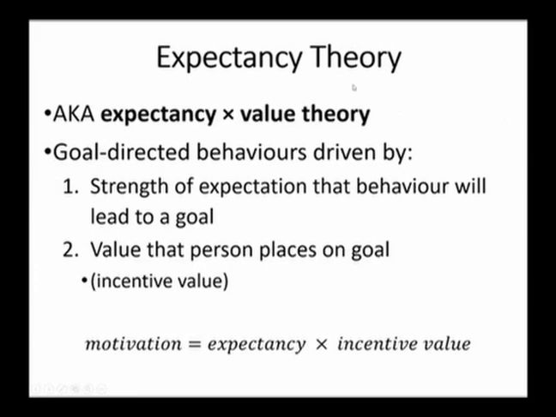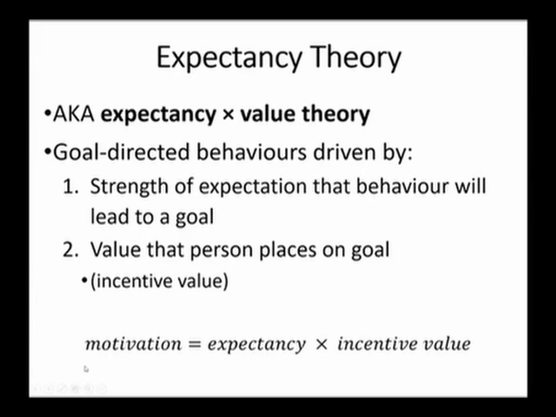And so when we talk about an expectancy theory, of course, there are always different names that can be applied, but the most common one other than expectancy theory is expectancy by value theory. And that's because our expectations are going to have multiple facets to them. So our goal-directed behaviors are going to be driven by the strength of the expectation that the behavior will lead to a goal. How sure are we that we're actually going to get a cake for doing this task if we were told we'd get this cake? And then the second thing that's directing our behavior is the value that a person places on a goal, which is sometimes called an incentive value. So how much do I value a cake versus my friend who doesn't like cake?